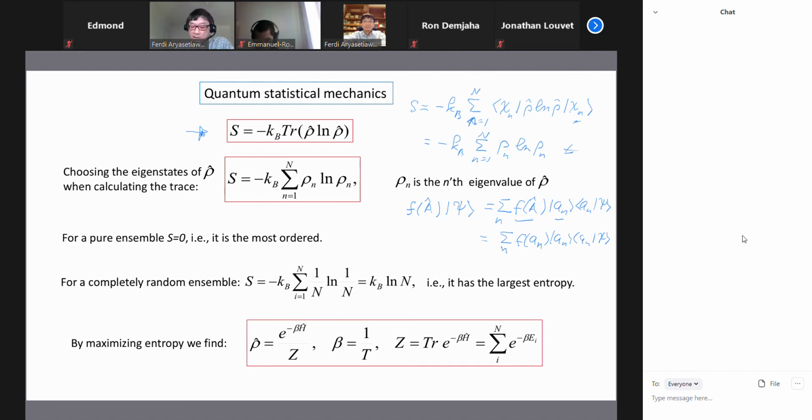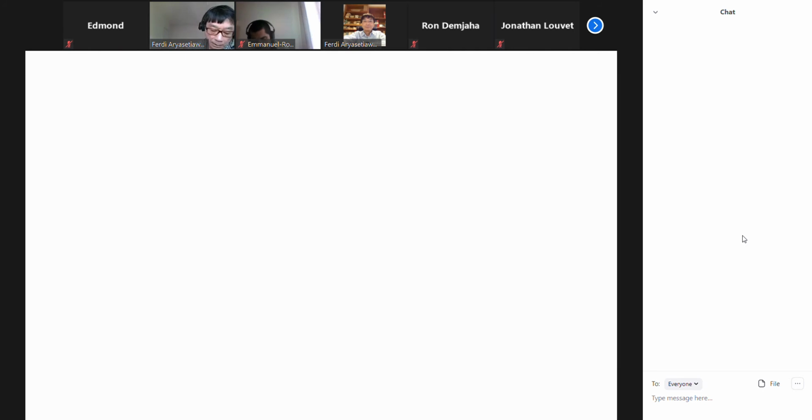So if we look at this expression here, that reminds us of the definition of entropy in statistical mechanics. So in statistical mechanics, we define the entropy as minus k_B sum over i of p_i log p_i. If we recall our statistical mechanics course, then we realize that the entropy is given by this expression here. And p_i is the fraction of the ensemble in microstate i.